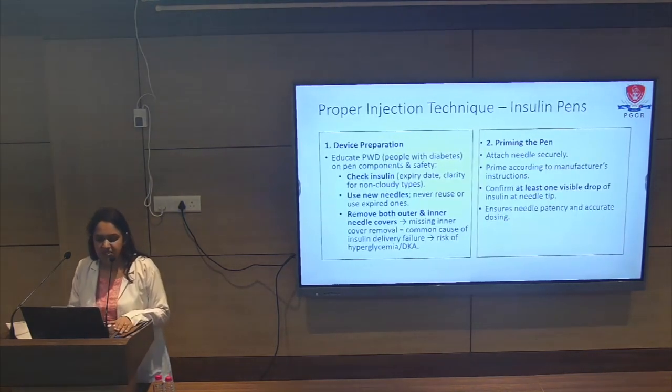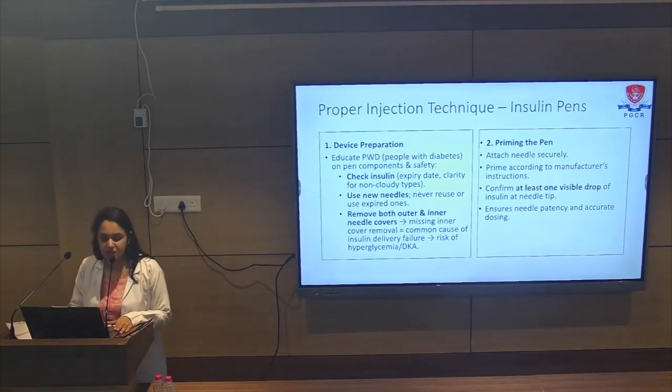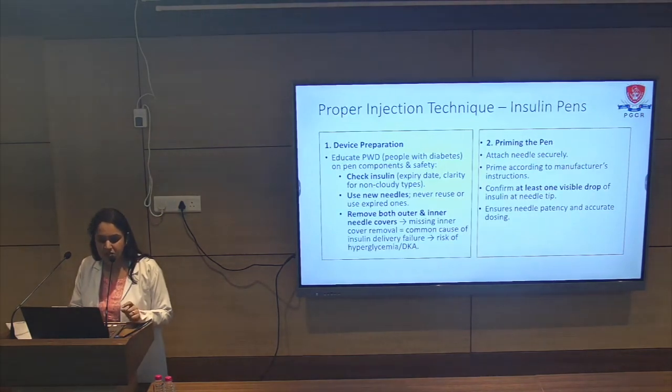Now proper injection techniques for insulin pens. We have to educate people with diabetes on pen components and safety. Check the insulin, the expiry date, and clarity for non-cloudy types. Use new needles. Never reuse or use expired ones. We have to remove both the outer and the inner needle covers. Missing the inner cover removal is a common cause of insulin delivery failure, which can lead to risk of hyperglycemia or diabetic ketoacidosis.